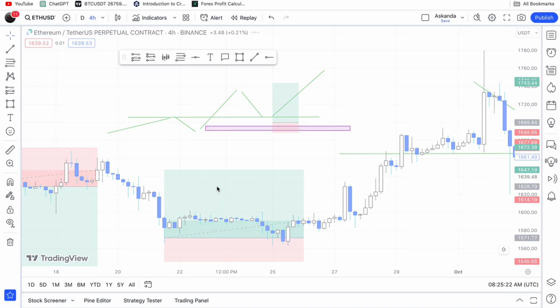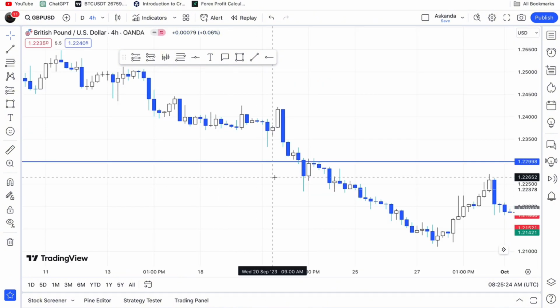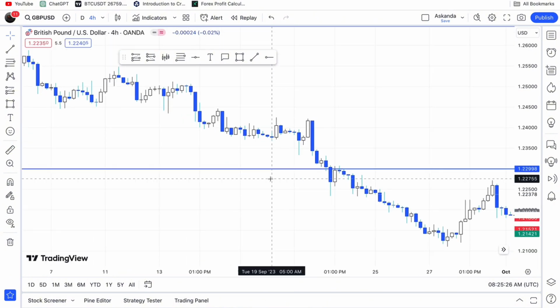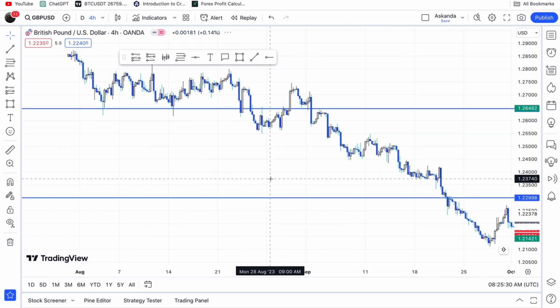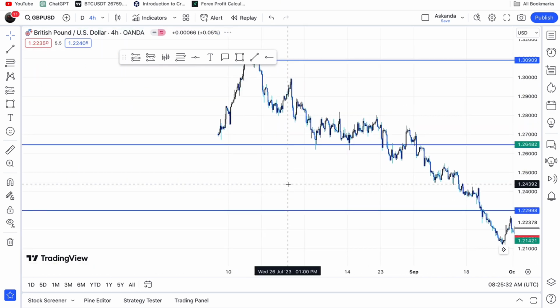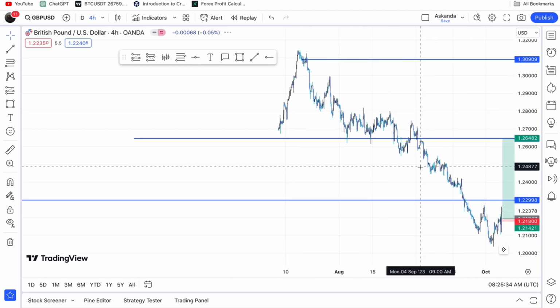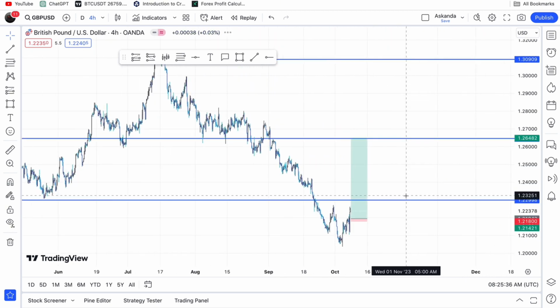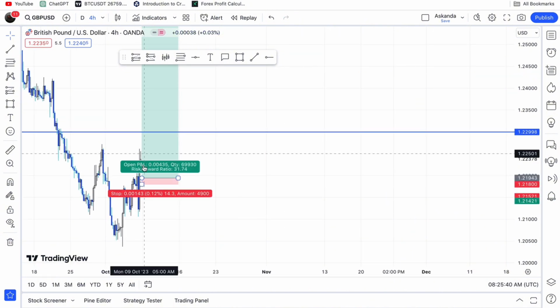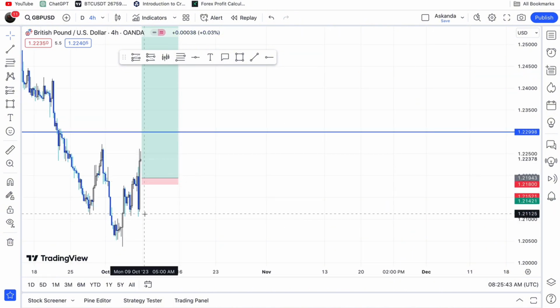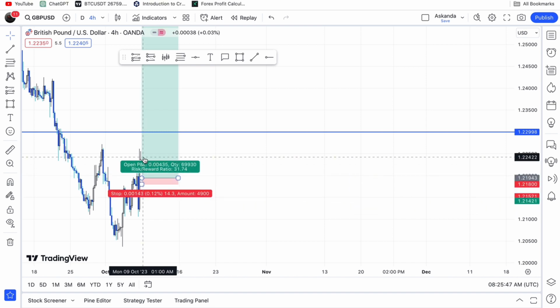So if we select GBP USD, over the past month GBP has been trending down. So just looking at this particular market, you know that the price is moving down. This is what happened yesterday after the news. After the news, we saw a push to the downside of about 70 pips, then it started trending upward.